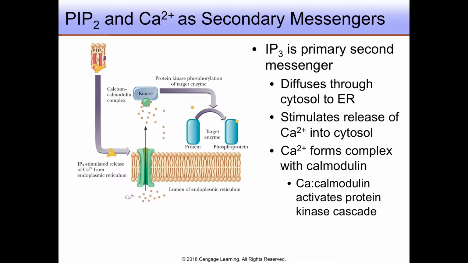As the concentration of calcium increases, it binds to a soluble protein, calmodulin. The calcium calmodulin complex then binds and activates a protein kinase to initiate a kinase cascade.